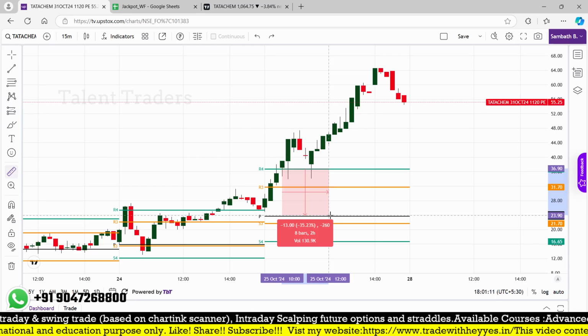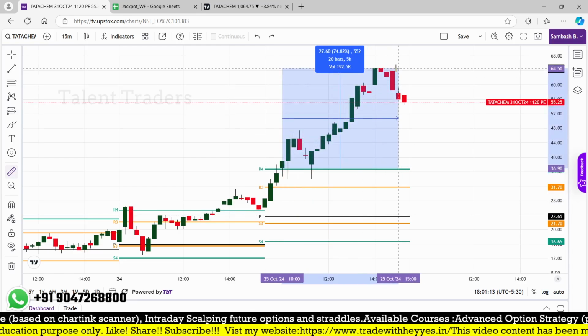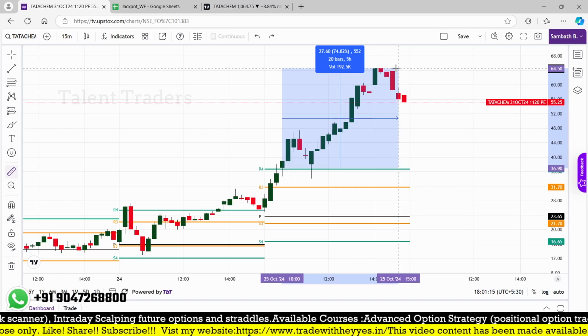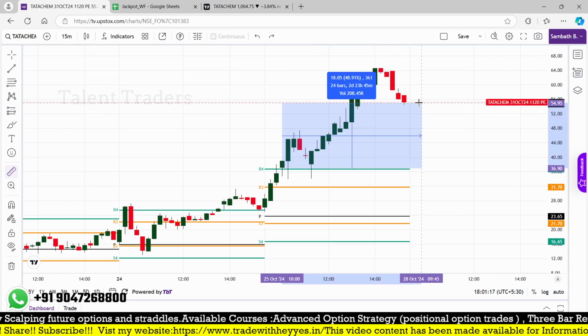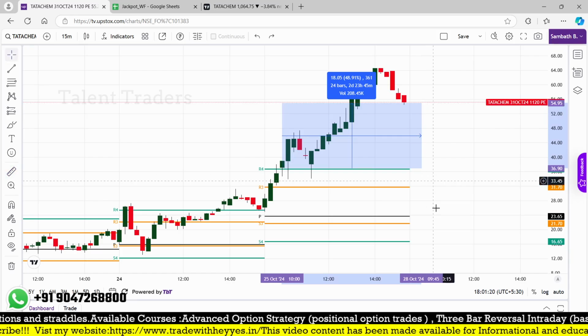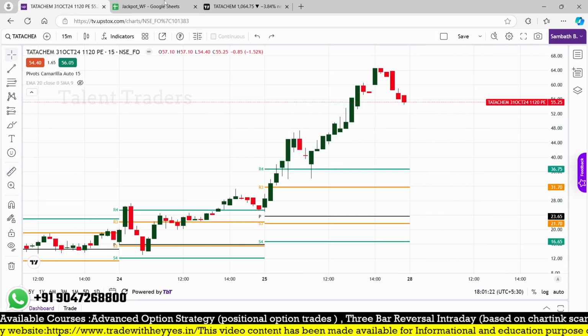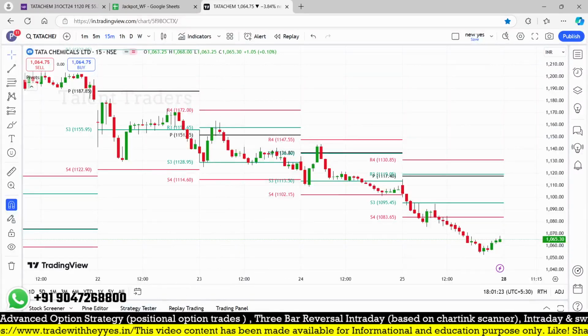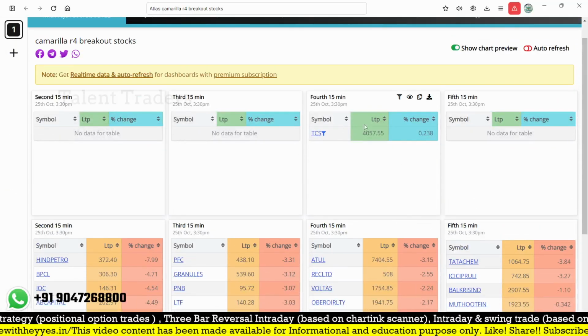If it is good, you can go for it. It went up to a maximum of 27 points profit, and it went up to 64 and closed with 18 rupees profit, and also it closed with near about 55 rupees. So likewise, I am just finding two opportunities for my intraday, and only a few stocks.